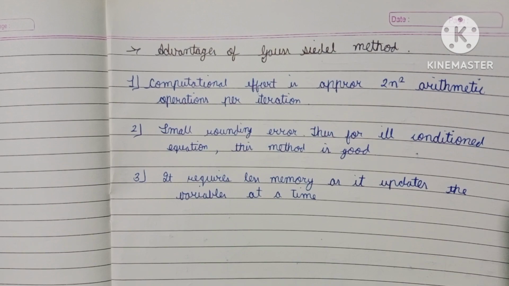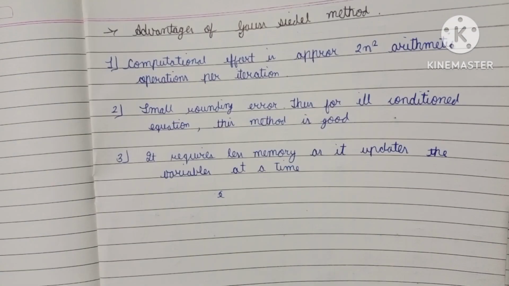And the third advantage of Gauss seidel method is it requires less memory as it updates the variable at a time. So in this, firstly we find all the variables value by putting 0 in equations. Then we find the next approximation value, and we put in the recent values in finding the x2 variable, and then the recent value of x2 we will put in x3 equation and we will find x3.